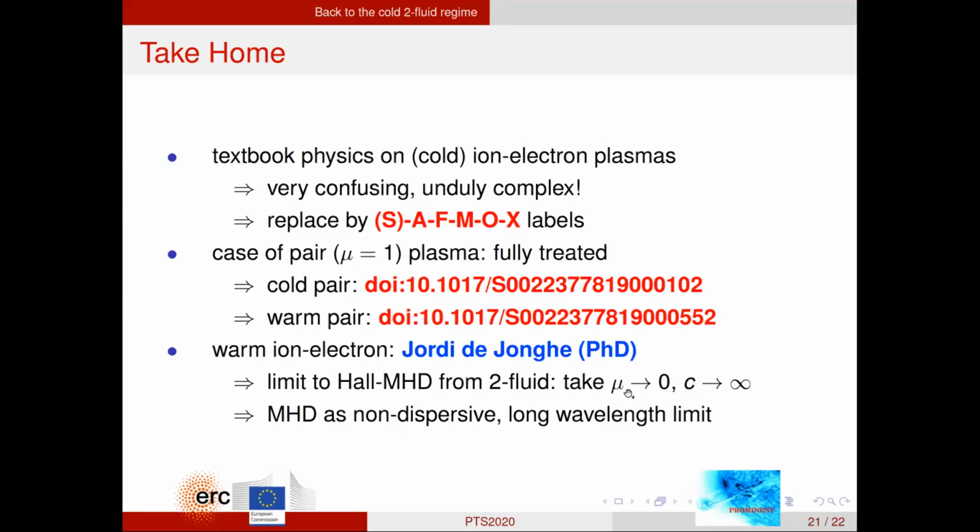We can take the Hall MHD limit, for instance, from the 2-fluid limit. We find again the MHD limit, and we can connect with many points in literature that were previously a bit confusing to connect, at least if you come from the MHD side.